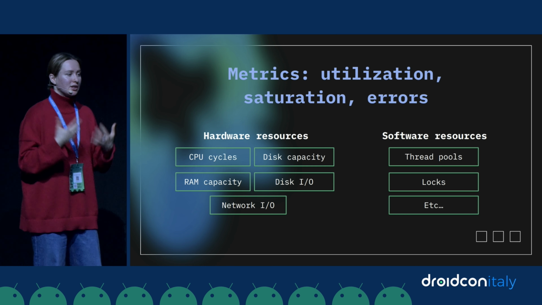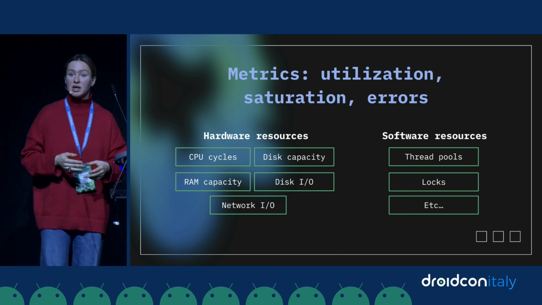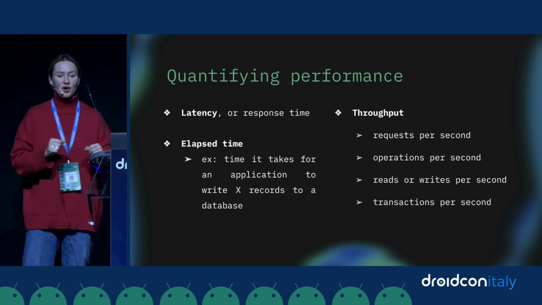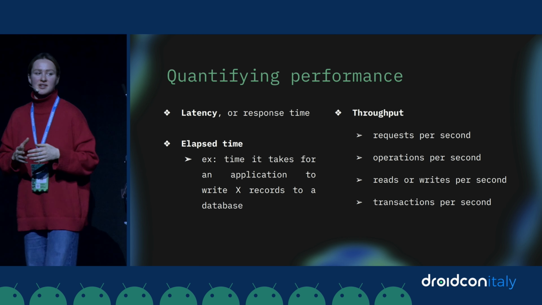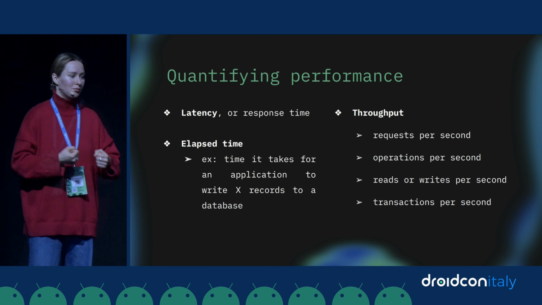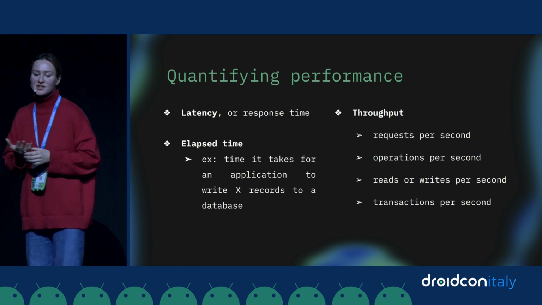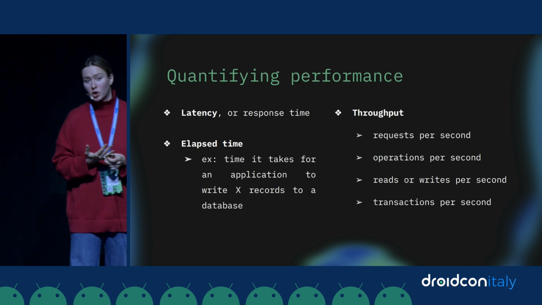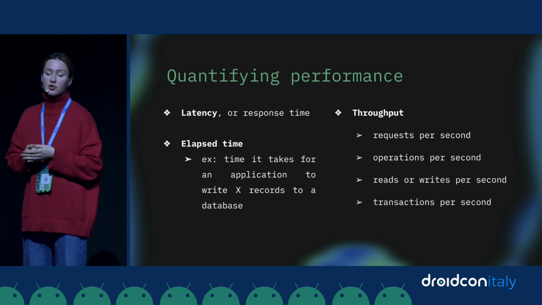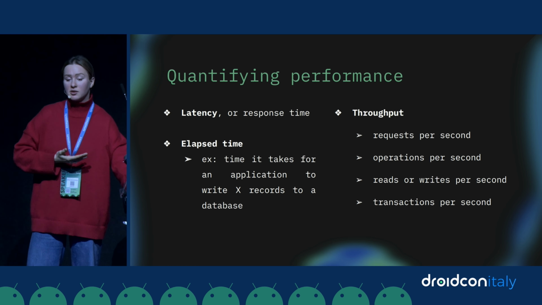There are three typical kinds of metrics: utilization, saturation, and errors, and they can be applied both to hardware resources and software resources. Another important thing is that saying all those beautiful ambiguous words such as everything is slow, nothing is working, okay, it's fine, maybe it gives you some emotional relief, but it doesn't drive you to any conclusions. So it's crucial to quantify performance, to give more concrete numbers, more concrete metrics, and usually we use latency, elapsed time, and throughput for this. And of course there are many more, but this is the basic.